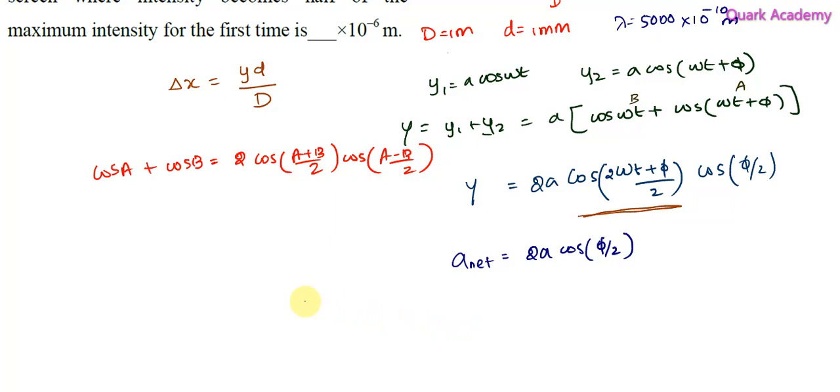Now using this, we can write the intensity. Intensity is the square of the amplitude. If I write, let's consider A squared equal to I0. Then we will get 4A squared cos squared phi by 2. So to find the net intensity, we need to square the amplitude.